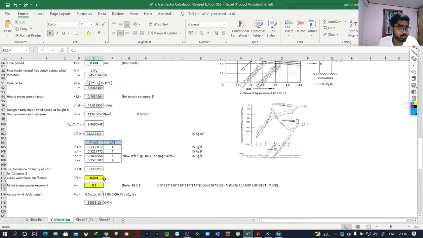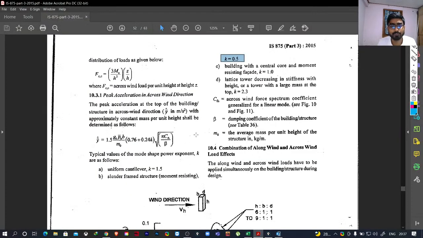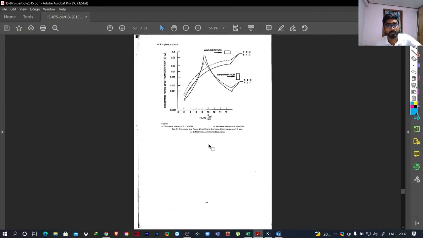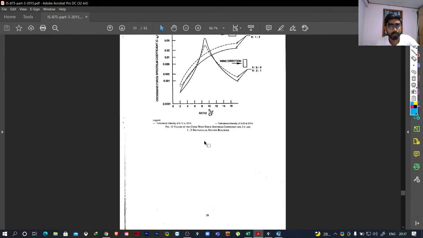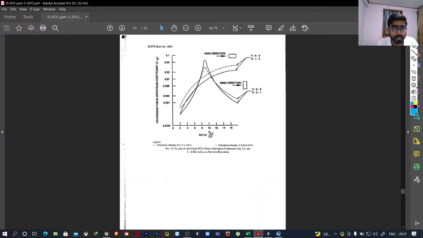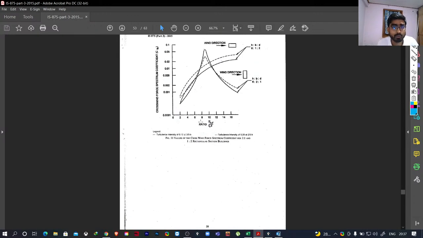Now CFS. Previously it was CF, now it is CFS. Same thing, drag coefficient, but for the across wind direction. Now for this we have different graphs, you can see, let me show you, yeah, here. One graph is this one for CFS, you can see CFS. Another graph is this one. Now which one should we consider?